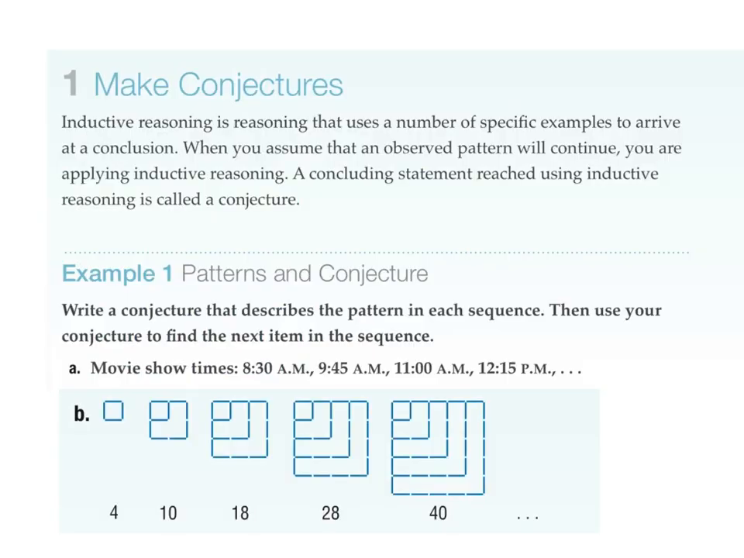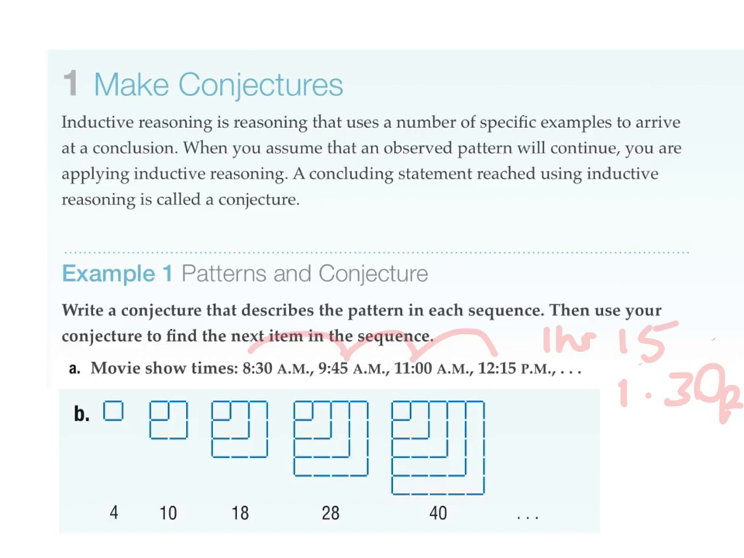So now let's have a look at patterns and conjectures. Obviously the first one, in example 1, movie times 8:30, 9:45, 11 o'clock, 12:15. Going from each of these to the next, you are adding 1 hour and 15 minutes. So all you have to do is work the pattern out, make sure you've got the correct amount, and that's 1 hour and 15 minutes. So the next one would be 1 hour and 15 minutes after that, which will give you 1:30 p.m.